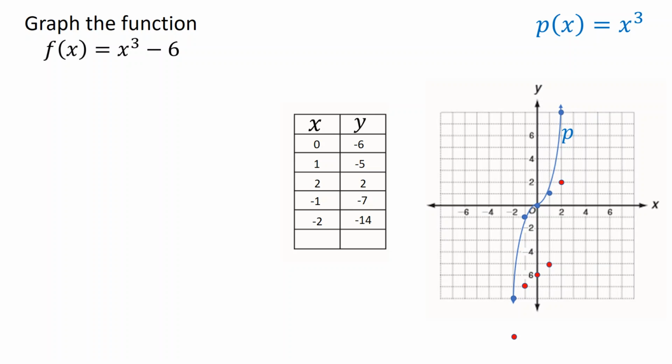So now we can sketch our graph in and take a look at it, and you can see that it is just the exact same as our parent function, but it's a vertical translation 6 units down. And so we'll label our new graph F, and our parent function was P.